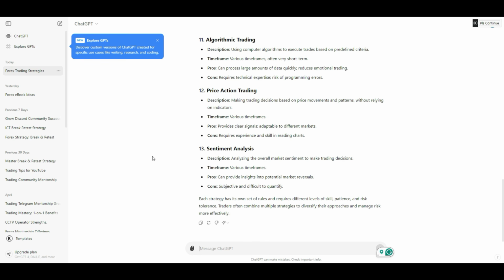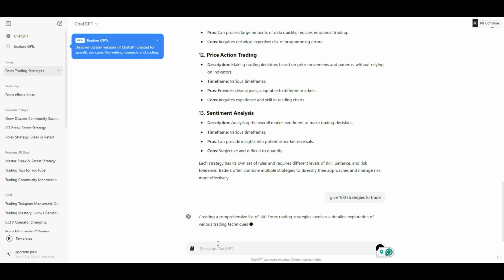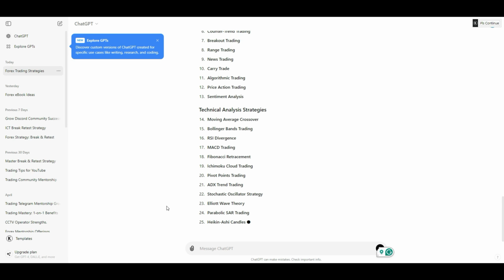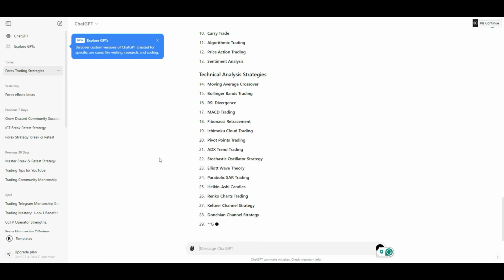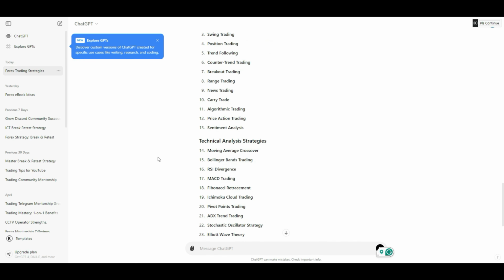There was a bigger list on ChatGPT actually. Give me 100 strategies to trade. Let's see what happens. Look at this, guys. This is technical analysis strategies. Now obviously we've got here the common strategies.